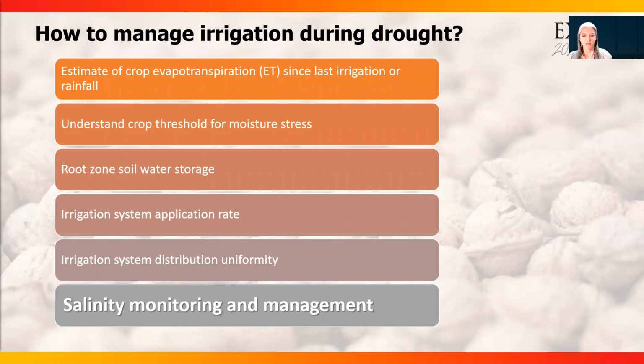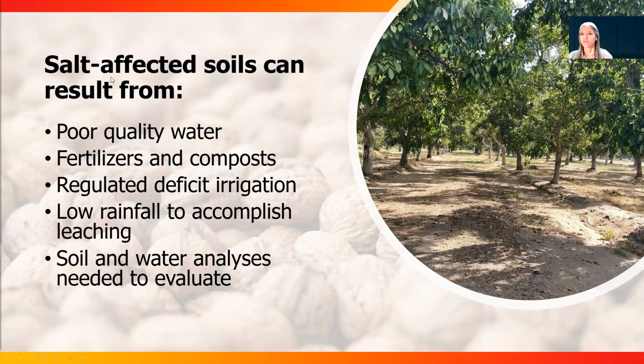Okay, so finally, we'll talk about salinity monitoring and management. Salt-affected soils or saline sodic soils can result from poor water quality. It can result from the misapplication or over-application of fertilizers and compost. Regulated deficit irrigation can be a side effect of that, if we have low levels of rainfall to accomplish leaching. Soil and water analyses are necessary to evaluate whether or not we are dealing with salt-affected soil.